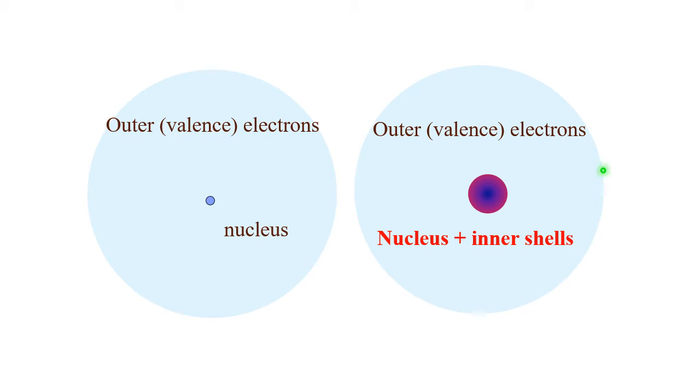All other atoms have slightly different picture. We have nucleus plus inner shells inside in the center of atom, and these inner shells are 1,000 times larger than nucleus. Outer valence electrons are the only electrons that play any role in chemistry.